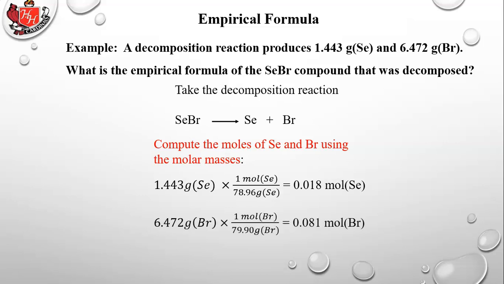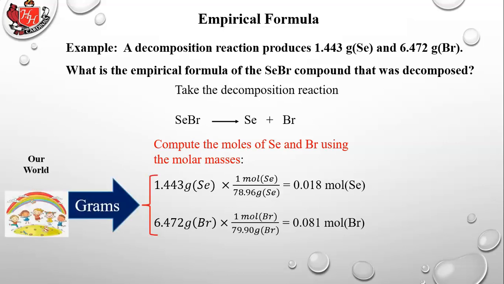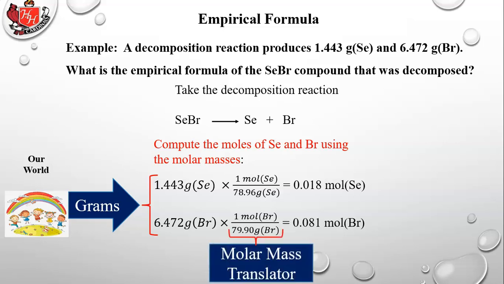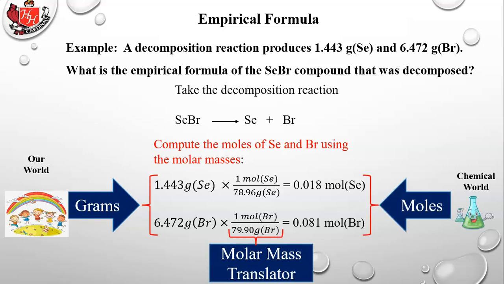Here's the same computation for bromine, 6.472 grams of bromine. The molar mass of bromine is 1 mole of bromine for every 79.90 grams of bromine. You get that off your periodic table. So you have 0.081 moles of bromine. So grams is our world. That's what we measured in the lab, the number of grams of selenium and bromine. You use the molar mass translator, and you come out with a number of moles that the chemical equation and chemical formula speaks in.